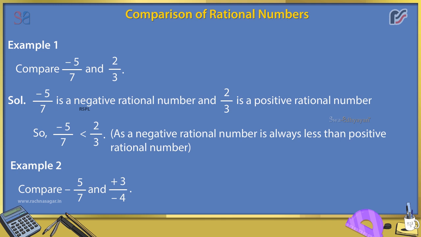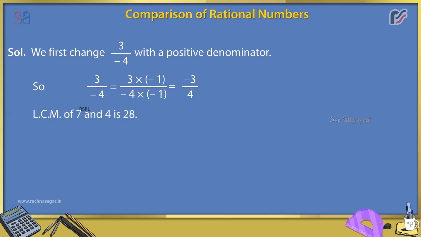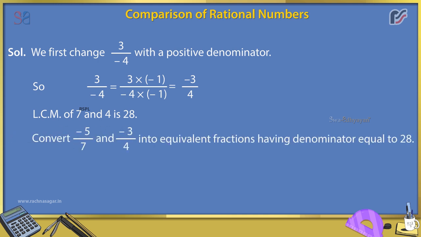Example 2. Compare minus 5 by 7 and 3 by minus 4. Solution. We first change 3 by minus 4 to have a positive denominator. So, 3 by minus 4 is equal to 3 into minus 1 by minus 4 into minus 1, which is equal to minus 3 by 4. LCM of 7 and 4 is 28. Convert minus 5 by 7 and minus 3 by 4 into equivalent fractions having denominator equal to 28.